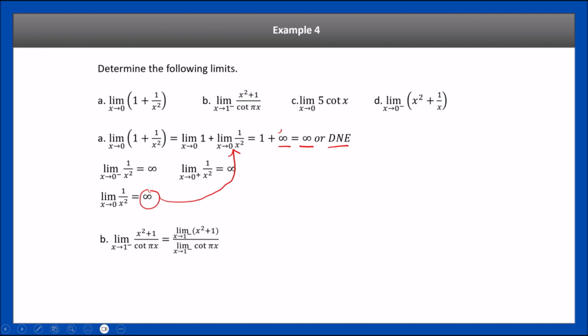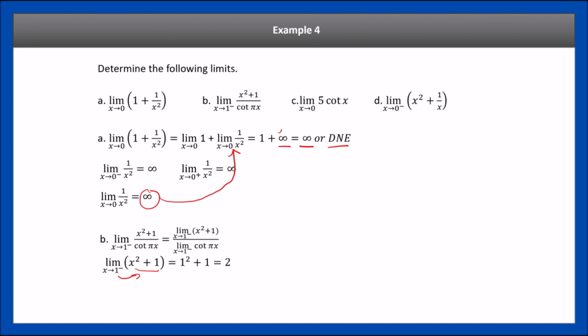All right, so let's look at the second one. For the second one, let's focus on the numerator first. For 1 from the left, I can do a direct substitution, which just makes things a little bit easier, because we know that this function, x squared plus 1, is continuous everywhere. So there are no tricks that we need to do. We can just do a direct substitution, and we get 2.